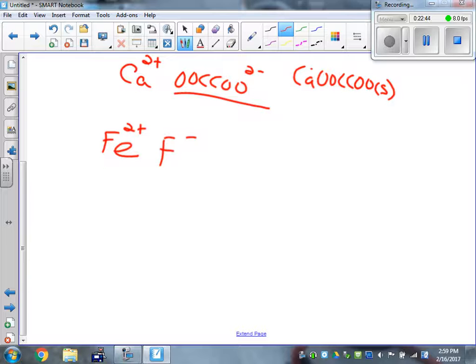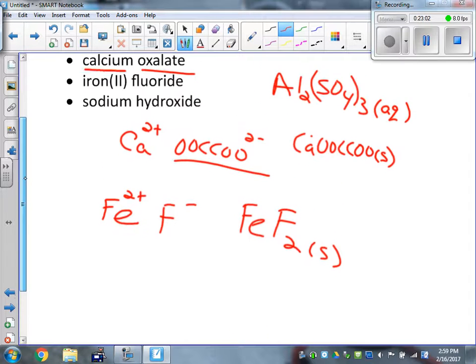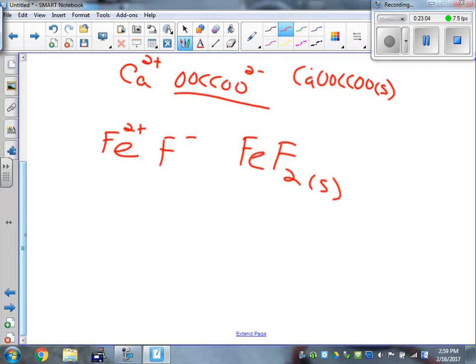So we would say, okay, Fe is a 2 plus. F minus comes over down, 2 plus comes over and down. That's iron 2 fluoride. Swap and drop. We said it's in the bottom row, so we put an S there. Good. Sodium hydroxide.